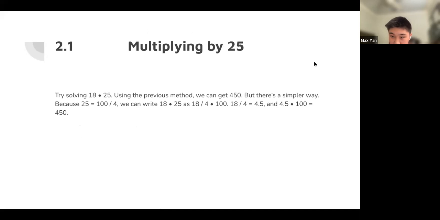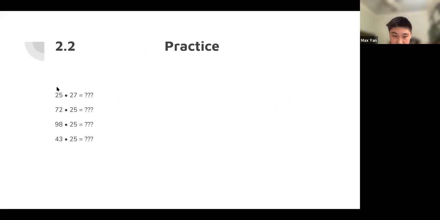Okay, now we're going to go on to some specific multiplication cases, like multiplying by 25. You can multiply 18 by 25 using the previous method and get 450, but 25 is a special number. It's equal to 100 divided by 4. So we can write 18 times 25 as 18 divided by 4 times 100. 18 over 4 is 4.5, and 4.5 times 100 is 450. So try and solve these problems on your own.